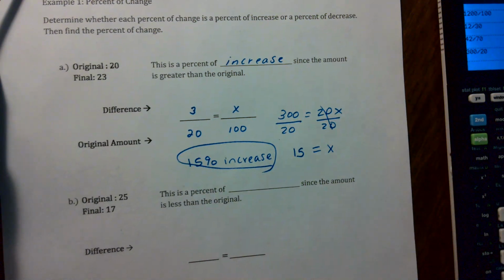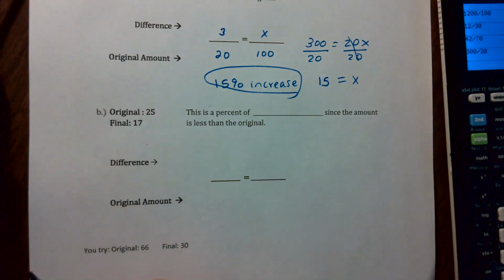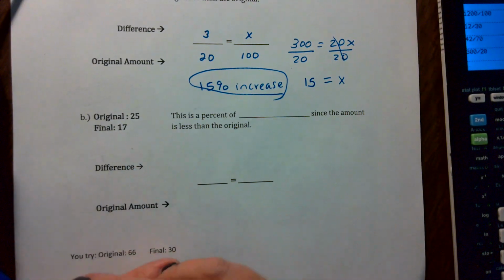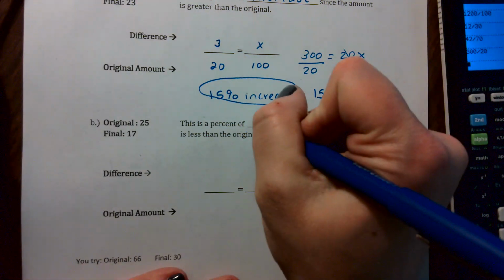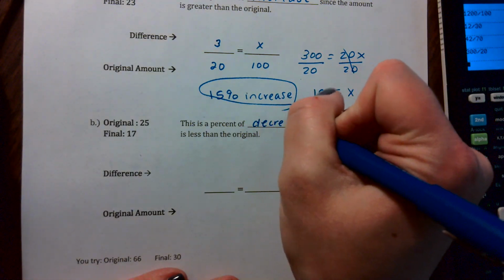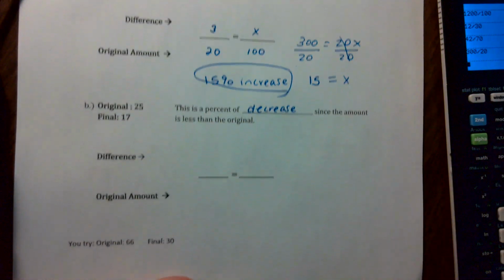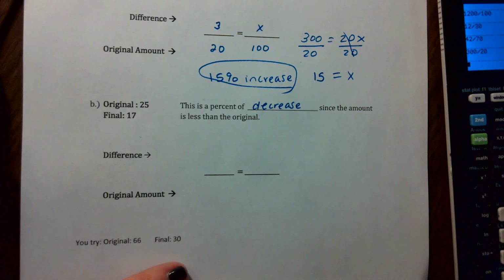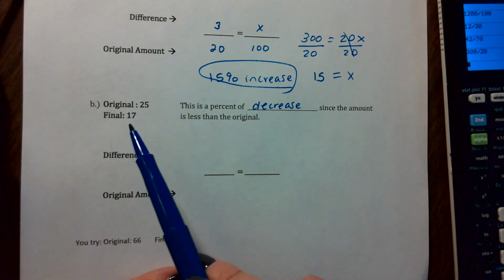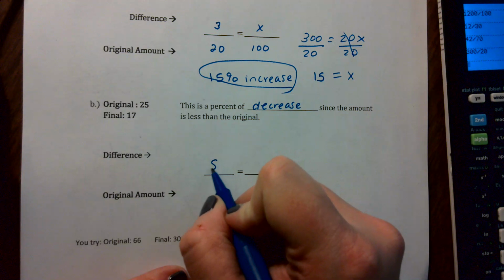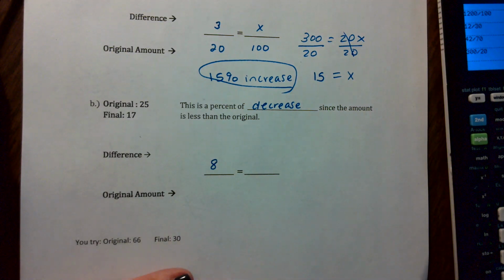This is something I actually use in my adult life. From 25 to 17, this is a percent of decrease since the amount is less than the original. So the difference from 25 to 17, that's an 8. Okay, you could put -8, but we just don't want to say negative. We'll just call it a decrease.